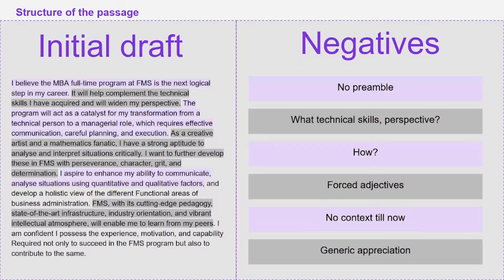So let's look at this passage. This is something that I had written. This was my initial draft when I just wrote it without any research, any effort from my end. Didn't talk to anyone, didn't hire a mentor, didn't take any outside help. So this is what I had written. The first sentence: I believe the MBA full-time program at FMS is the next logical step in my career.